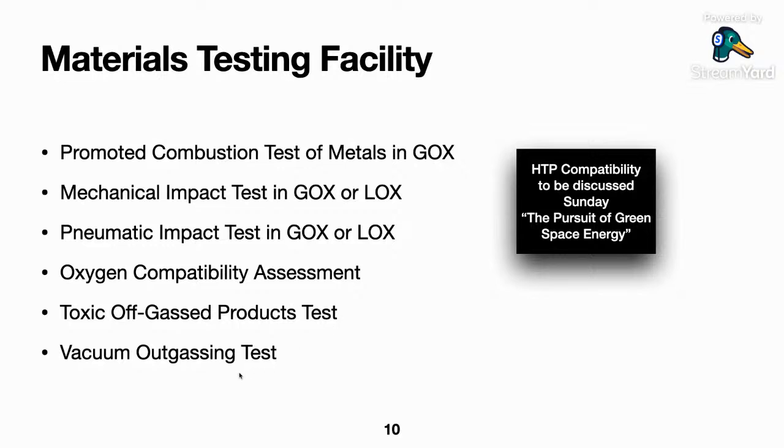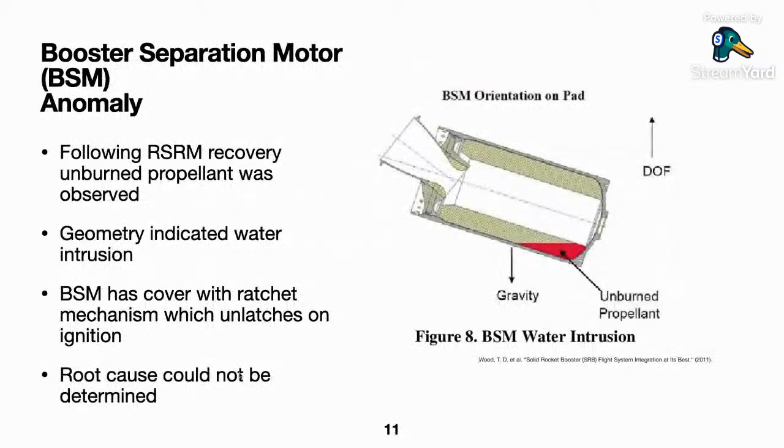Vacuum off-gassing, this is looking at materials that would be in the vacuum of space, and will they release some kind of a material that could then fog or obscure a mirror on a telescope or a window on a vehicle, because that would be a concern. So we need to know that that could possibly happen.